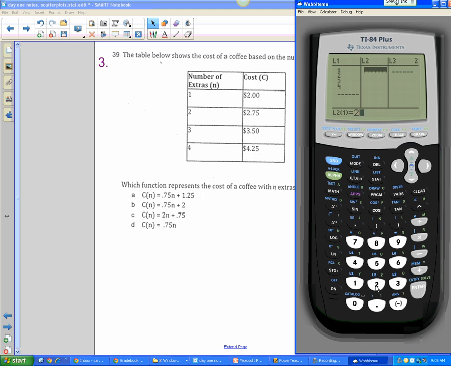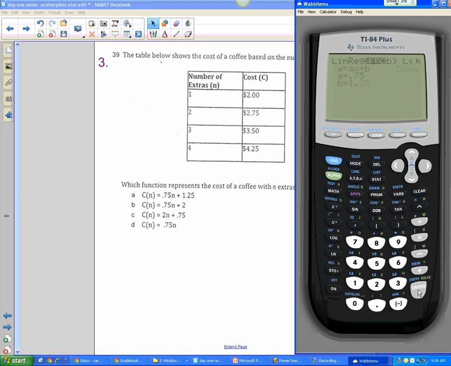So I'll put in 2, enter, 2.75, enter, 3.5, and 4.25. Okay, after you get them in, you press stat again and go over to calc. And which one do you go down to? Yep, LinReg, number 4. Enter, enter.